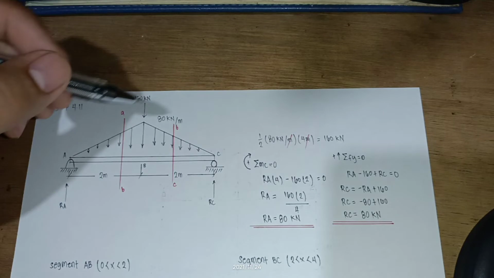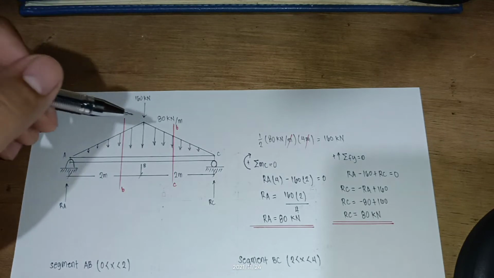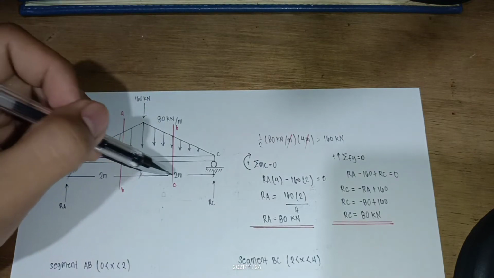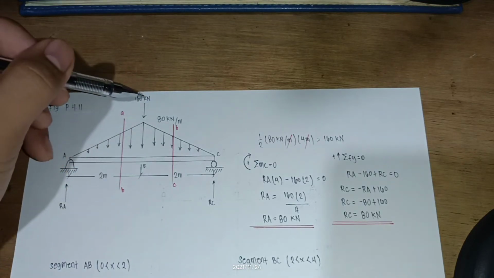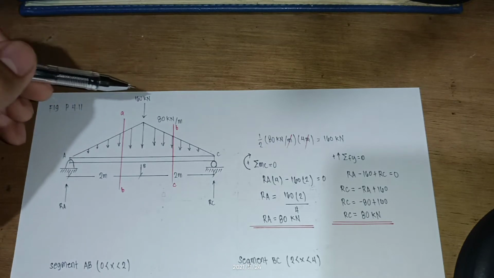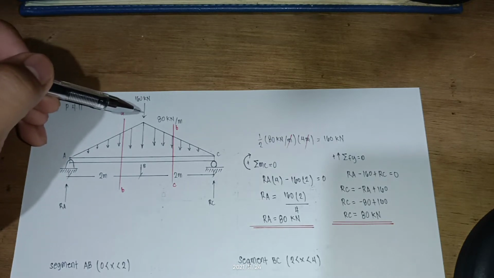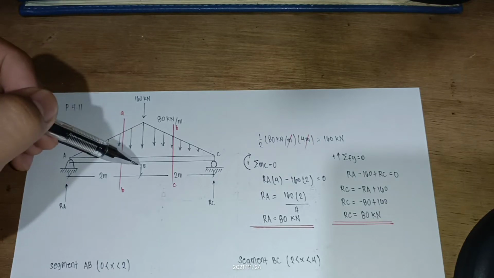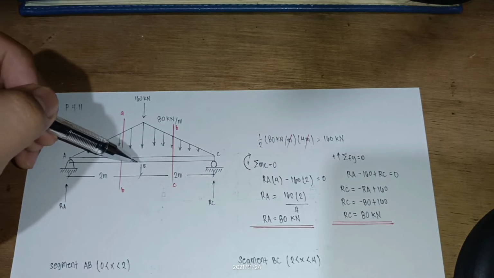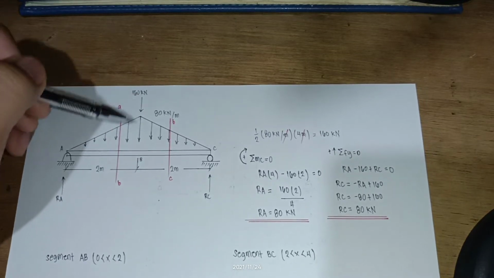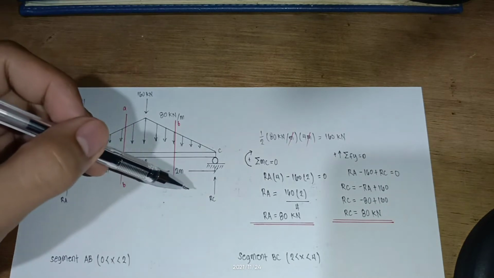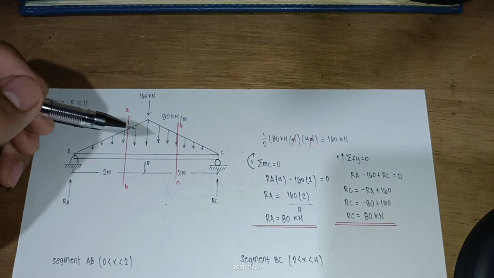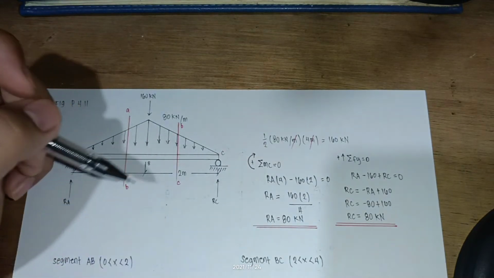Summation of moment at C is equal to 0. Therefore, it is reaction at A times 4, the distance, minus 160 kilonewtons. Since it is a single load, the centroid of this load is in the center, in the middle. So 160 times 2 is equal to 0, so the reaction at A is 80 kilonewtons.